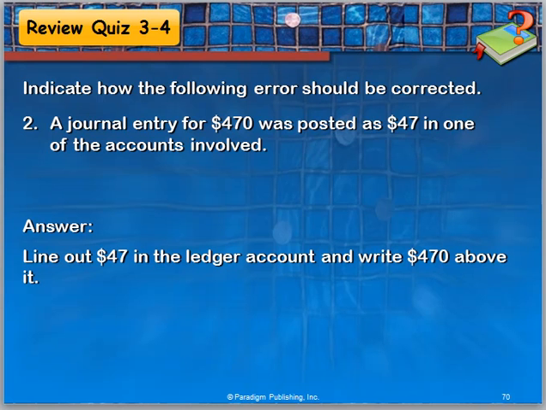So if we had a journal entry for $470 posted as $47, then we would line out the 47 in the ledger account and write 470 above it, and don't forget to initial.